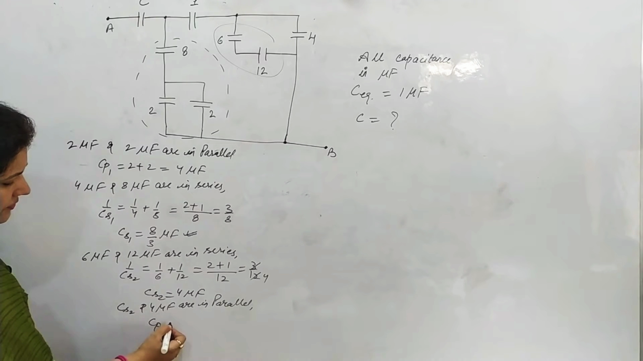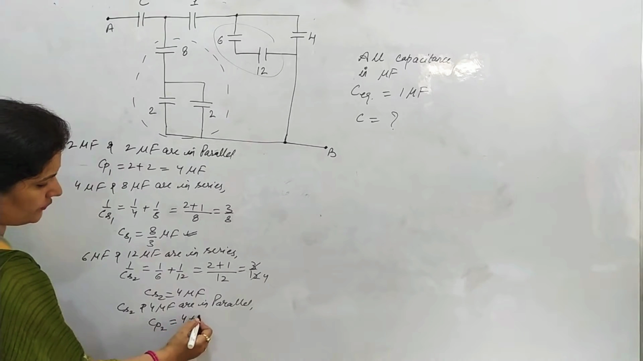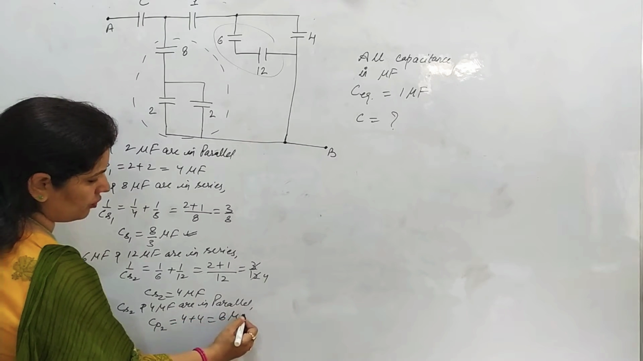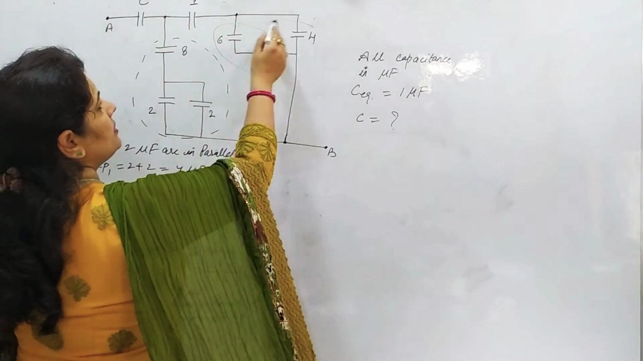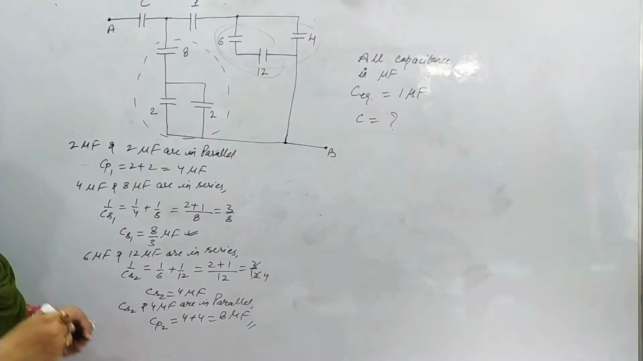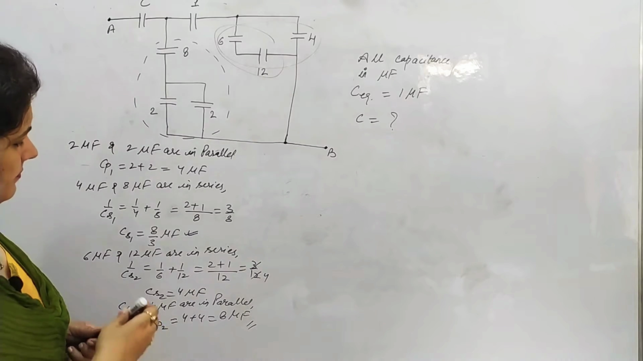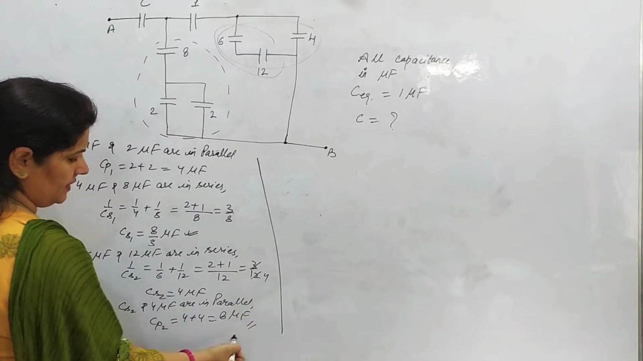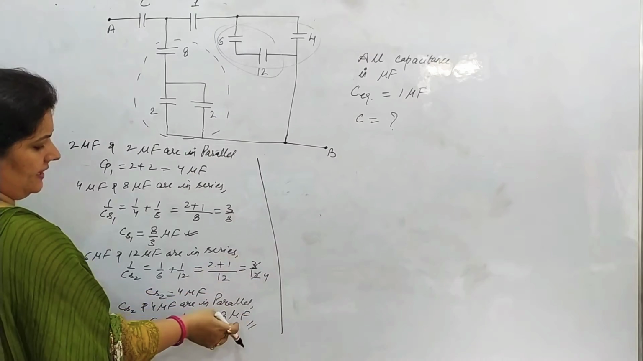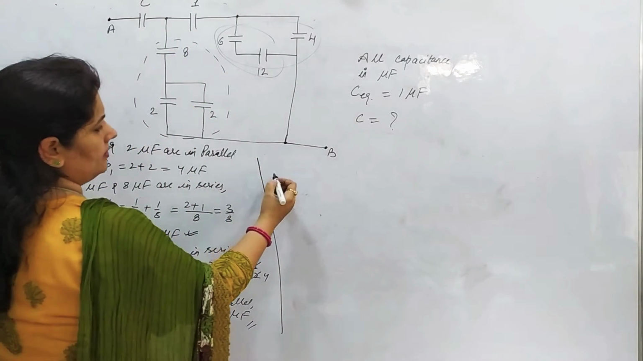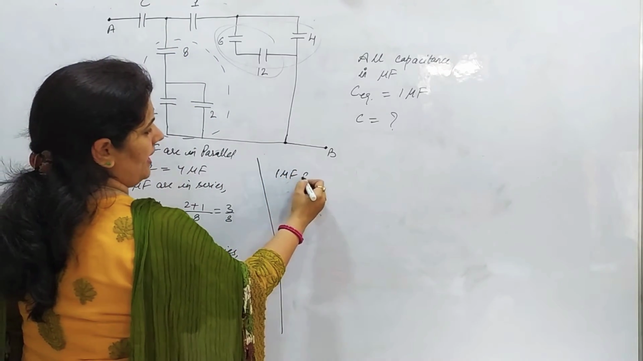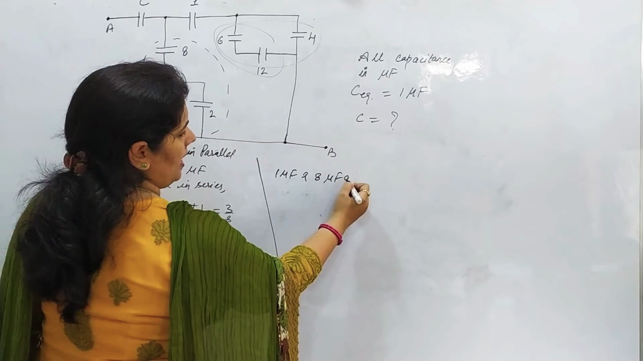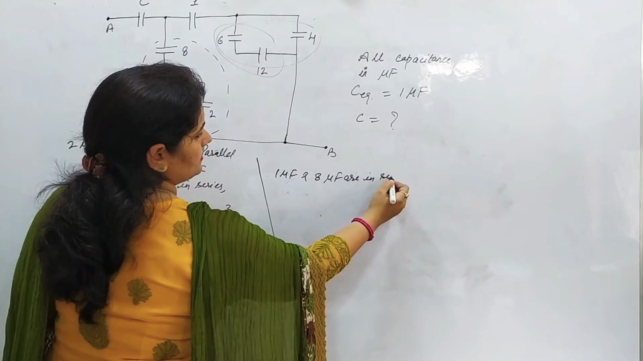CP1 हम ले चुके हैं. Now we will take CP2. 4 plus 4, that is 8 microfarad. Means इन तीनों को सॉल्व करके आ गया 8 microfarad. Proceeding. Yes, proceeding. That 8 microfarad and this 1 microfarad and 8 microfarad are in series.